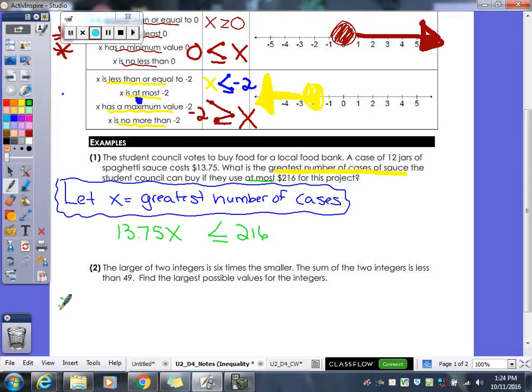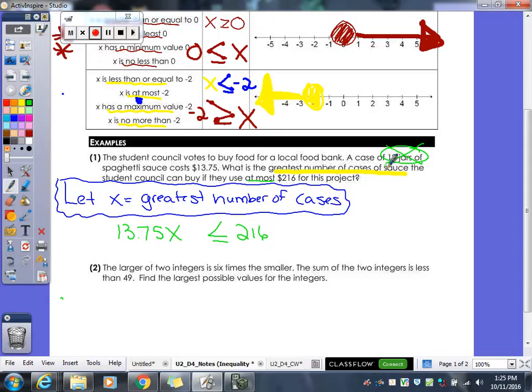We don't care about how many jars. All we cared about was the number of cases. This is called extra information to throw you off. We don't need that 12 anywhere. It's extra. You don't always have to use all the numbers in a problem. So that's it. If you put the 12 in, you'll throw off your answer. All right? So now I have to divide both sides by 13.75.